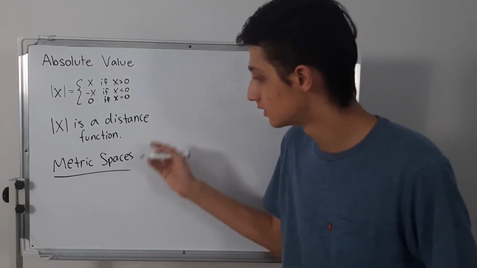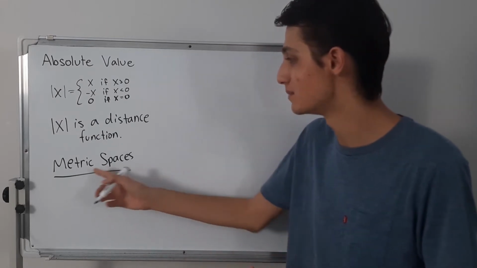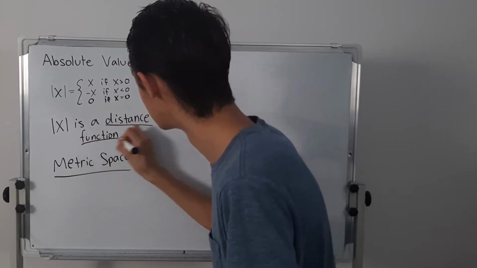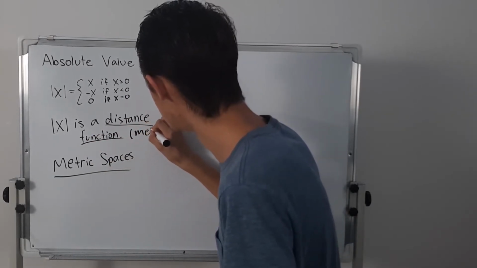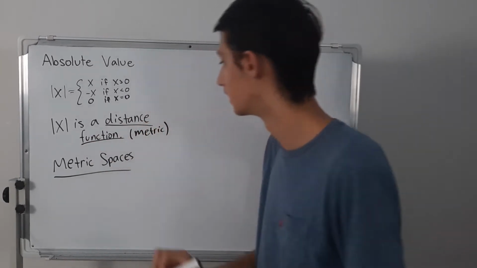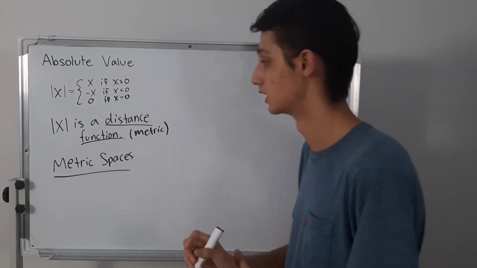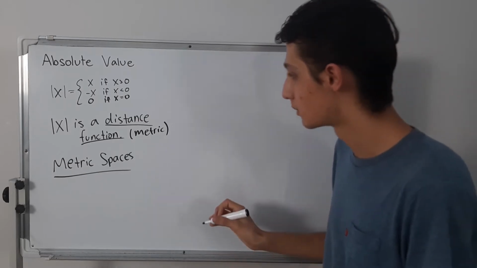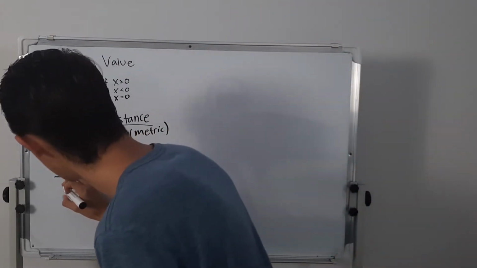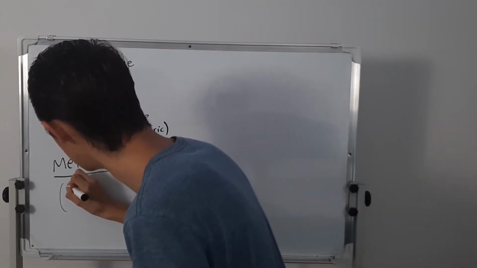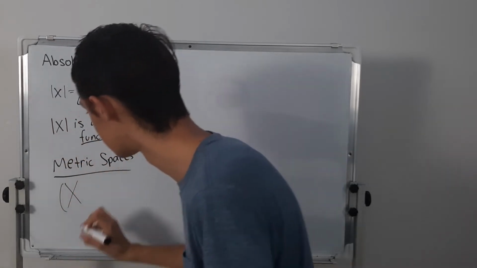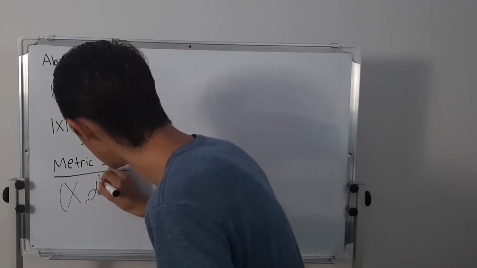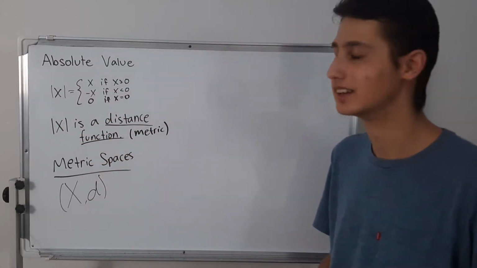So a metric space is a space with a metric. Okay, well, what's a metric? Well, a metric is just a distance function. It's another name for a distance function. That's really all it is. So the way we talk about metric spaces is we have the set, typically a capital X, and then a comma, and our distance function, which is typically denoted as a lowercase d, all right?